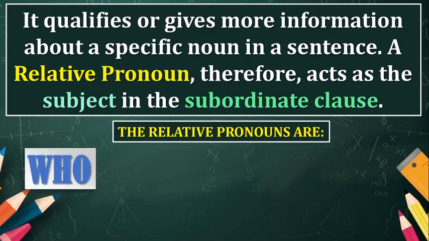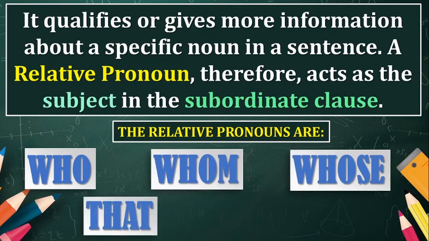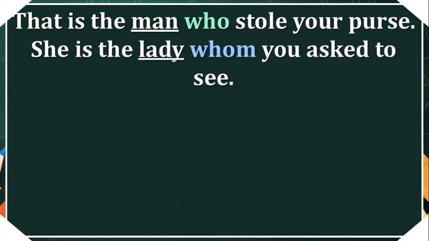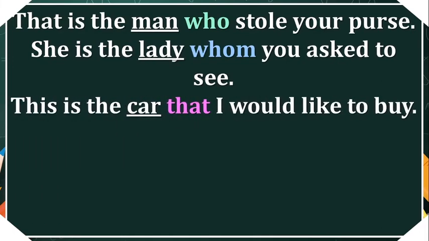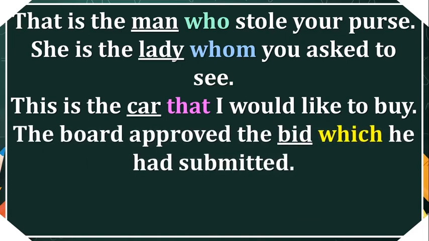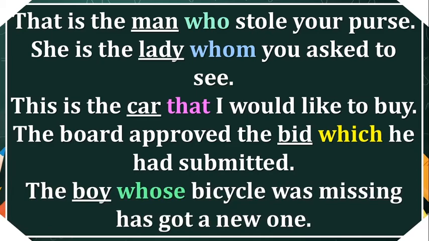Let's see examples of relative pronouns. We have who, we have whom, we have whose, we have that, and which. Let's put them in some sentences to make this clearer. That is the man who stole your purse. She is the lady whom you asked to see. This is the car that I would like to buy. The board approved the bid which he had submitted. The boy whose bicycle was missing has got a new one.